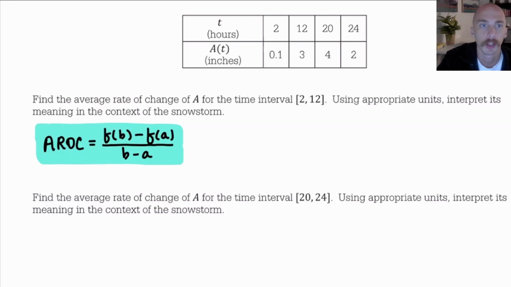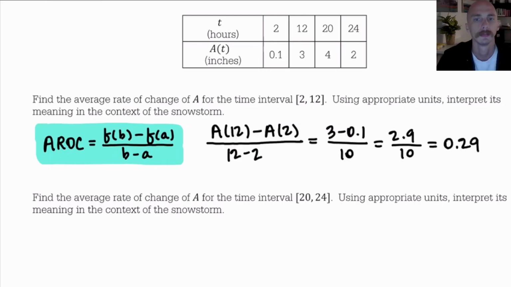Grab the values from the table to fill in the formula for this context, and get ourselves a number. We got 0.29. But then it says, using appropriate units, interpret its meaning in the context of the snowstorm. Okay, so I'm going to start with the units, because that's what I just told you how to do. So the units for the rate of change of A will be inches per hour.